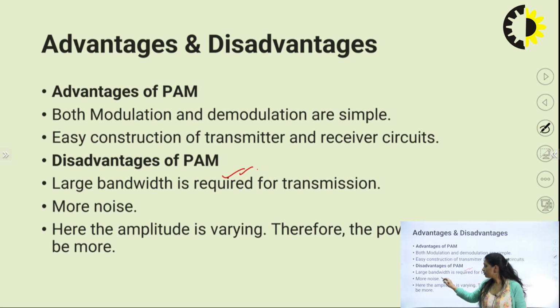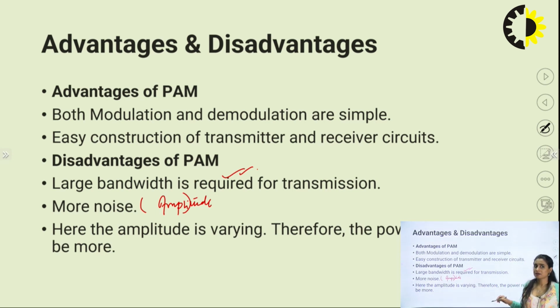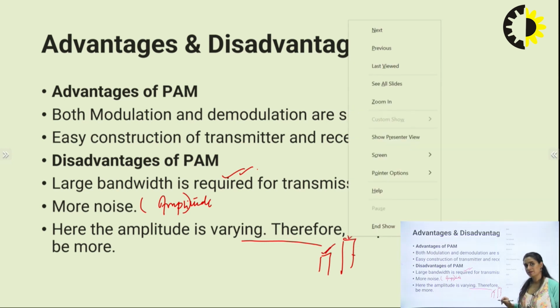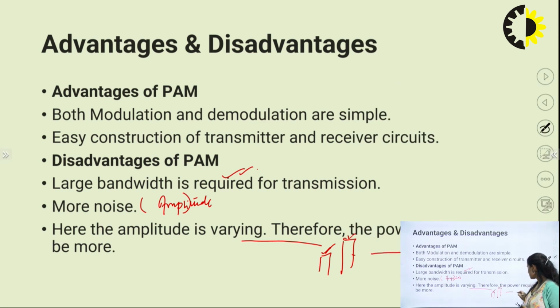So as the information is contained within the amplitude, it must be noisy. It is very noisy. Here the amplitude is varying, therefore the power required will be more. It is a difficult task for the transmitter to keep varying its power. We know that at this voltage the power required will be different, at this voltage the power required will be different, right? For a constant voltage signal, the power that should be transmitted is fixed, but here the transmitter has to constantly keep changing its power level, which is not a very good thing for a communication system, right?